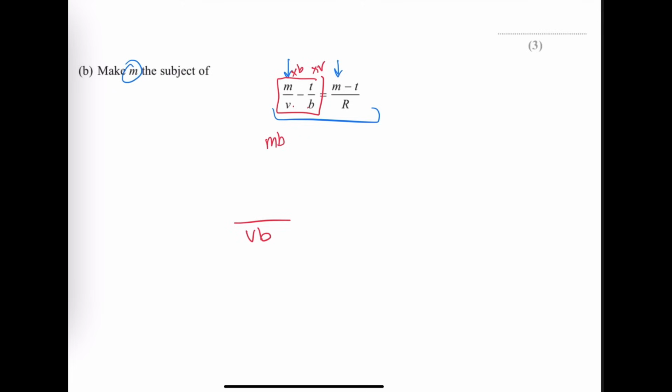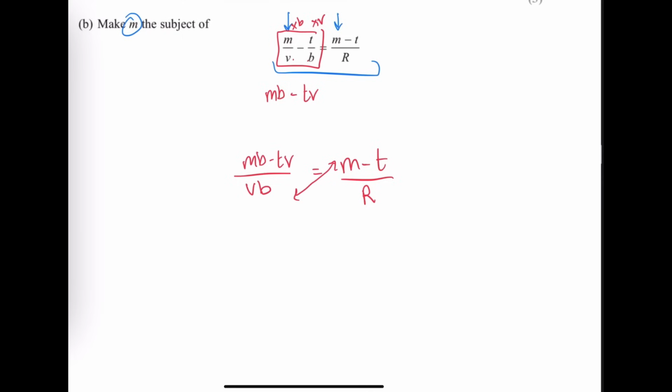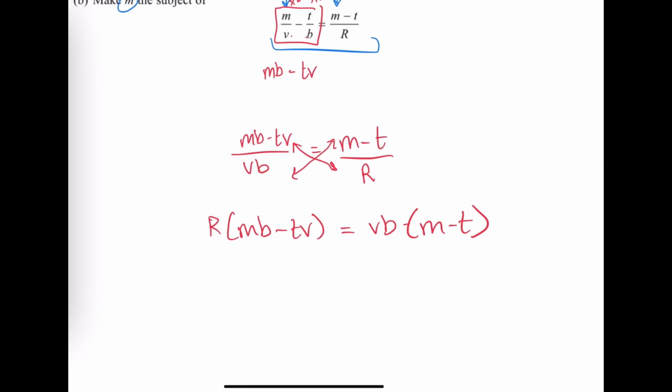So it will be mB minus tV, just shown over here, and that is going to be equal to m minus t over r. Now what we need to do is cross multiply, because we have an equal sign and a fraction on both sides. So this will be r over mb minus tv, and that is vb, this is times m minus t. Now that we have each one on a different side, we can expand it out. So this will be RMB minus RTB, and that's VBM, and this is minus VBT.